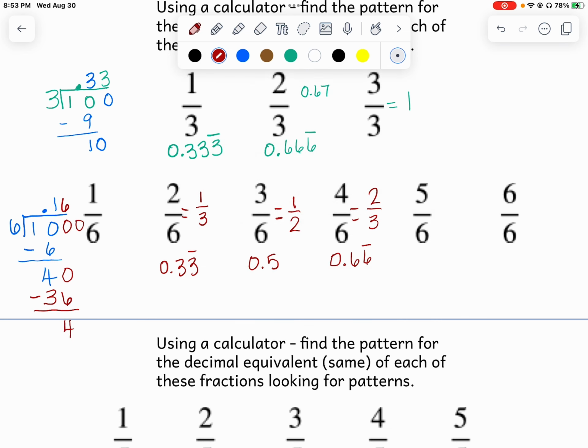It's 4, and there's our pattern. Add a 0, bring down a 0. So the 6 keeps repeating. So this is the only time that the numerator is the first number and the denominator is the second number. Now, 5/6 is 0.16 less than a whole. So it's this in-between number.